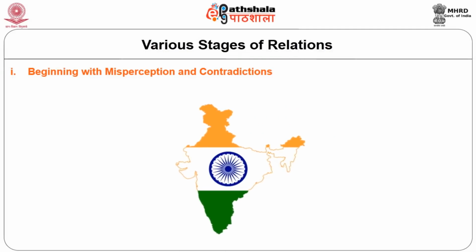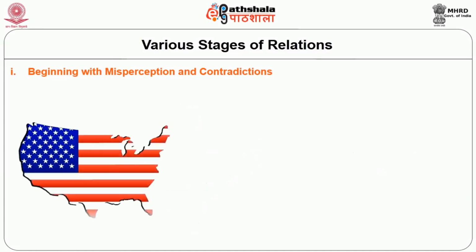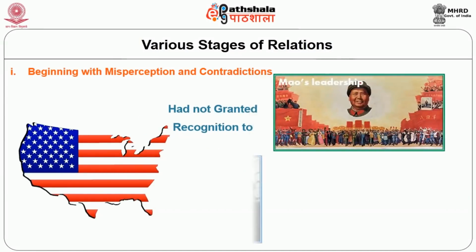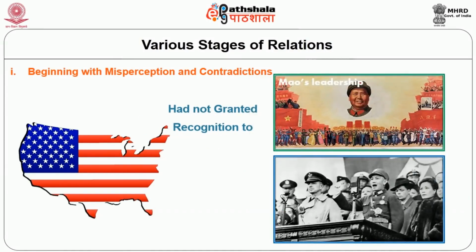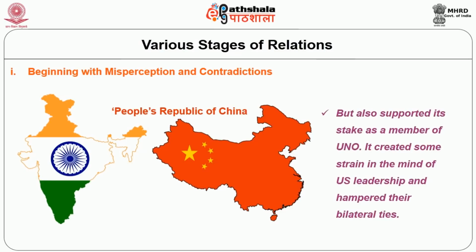India's policy towards China was also responsible for the bad beginning. America had not granted recognition to Mao's leadership after China's revolution. Instead, it stood strongly in favor of Chiang Kai-shek's government. India had not only recognized People's Republic of China, but also supported its stake as a member of UNO.